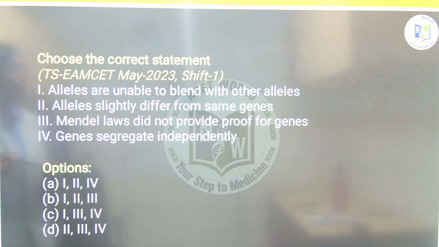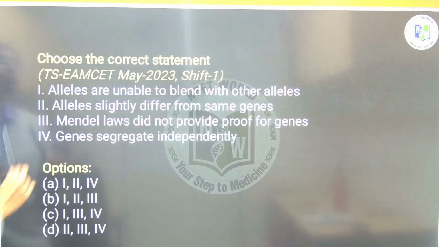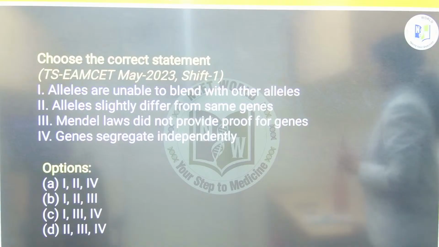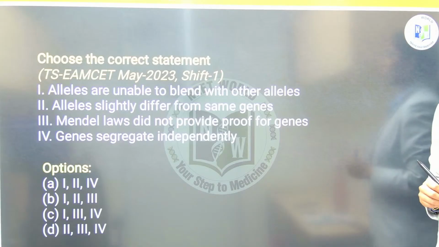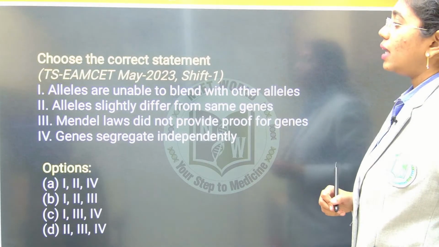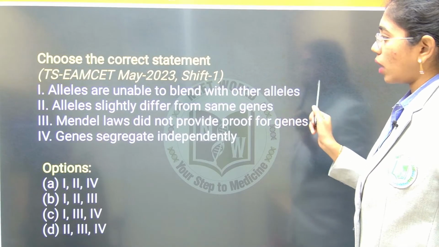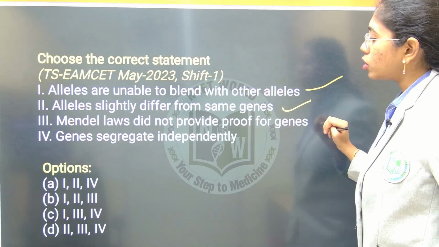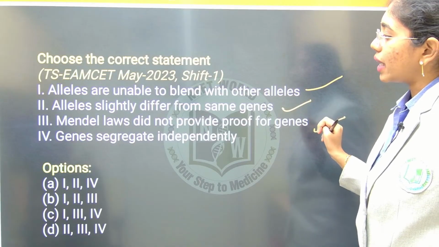Next, this is a multi-statement based question. Look into it and answer carefully. Choose the correct statement. Alleles are unable to blend with each other. Alleles slightly differ from the same gene. In the same gene, two alleles will be of two different types. Mendel's law do not provide proof of genes. True. And genes segregate independently.